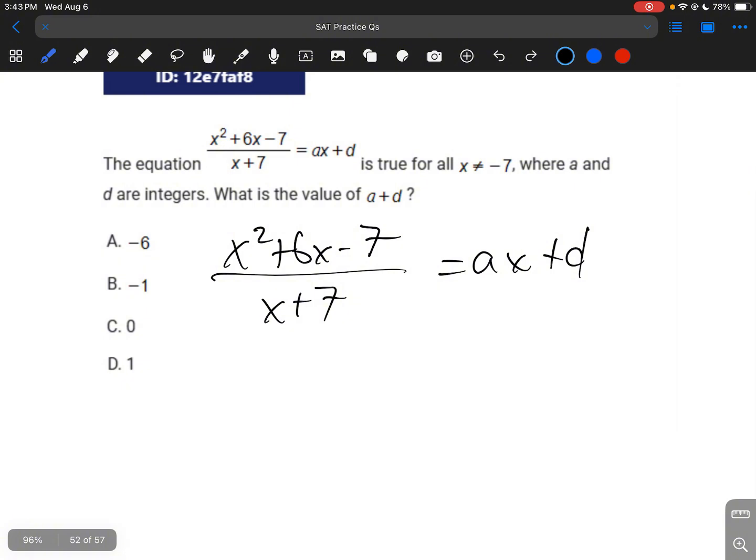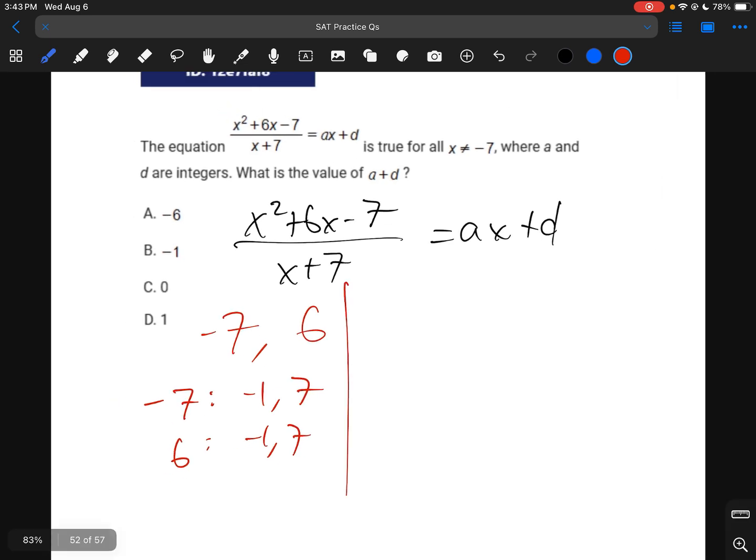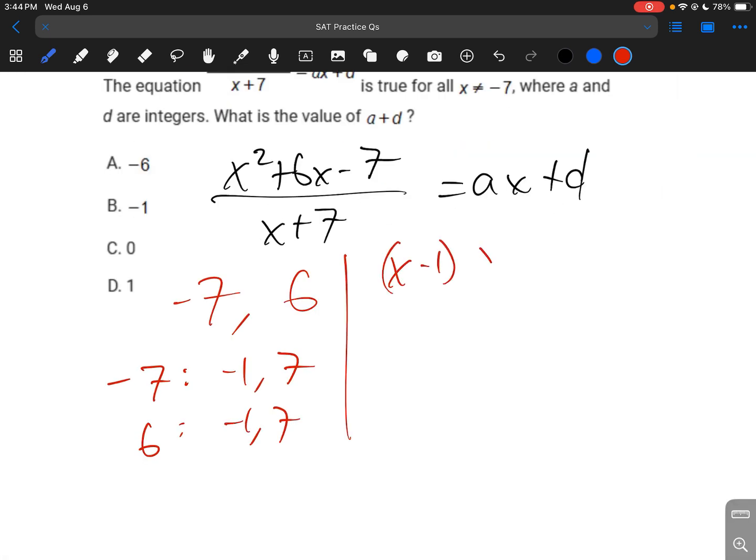So notice that this looks like something you could factor, doesn't it? Something that can multiply to -7 and add to 6. And so what is that? Okay, what multiplies to -7? You have -1 and 7. And what adds to 6? Well, -1 and 7. Those add to 6. So we could rewrite this equation, (x minus 1) times (x plus 7), factoring it out using the AC method, divided by (x plus 7) is equal to ax plus d.